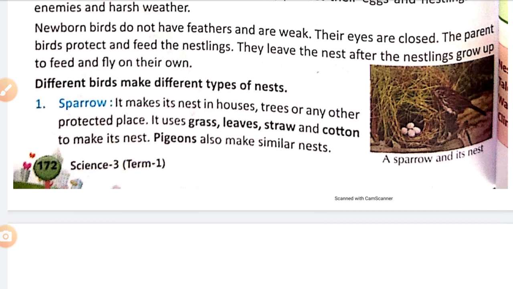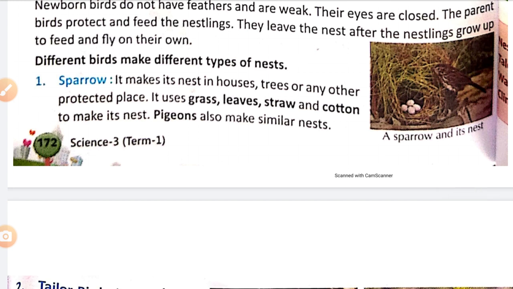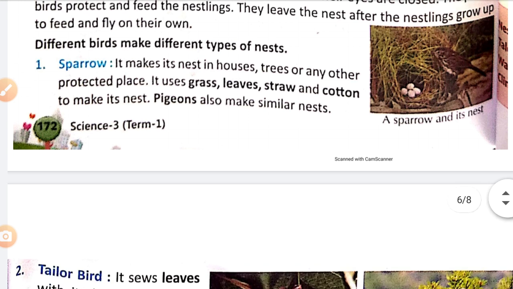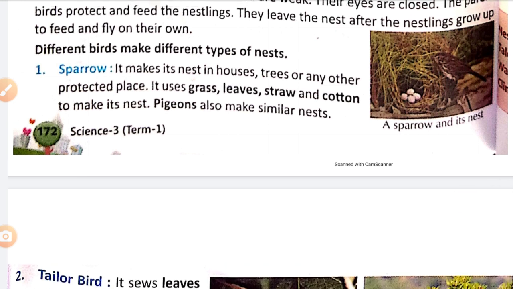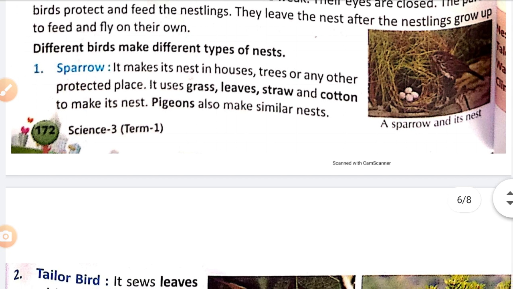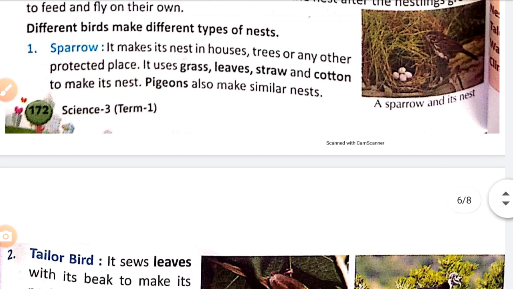Newborn birds do not have feathers and are weak. Their eyes are closed. The parent birds protect and feed the nestlings. They leave the nest after the nestlings grow up to feed and fly on their own.